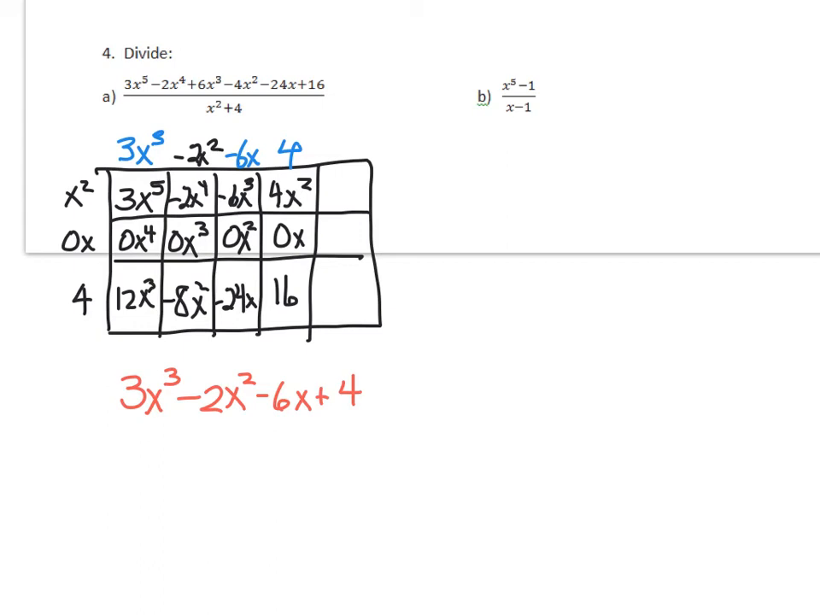Let's try one more together. So I'm going to make a box here. Now this time I notice that I'm just dividing by x minus 1. So that means that I only need 2 rows.